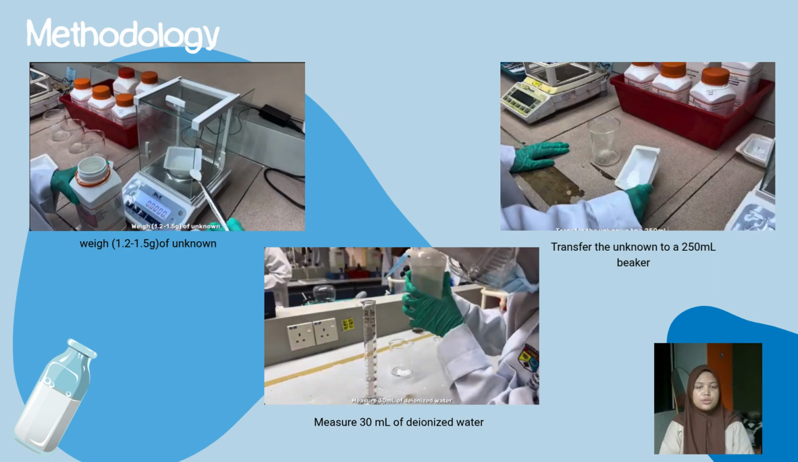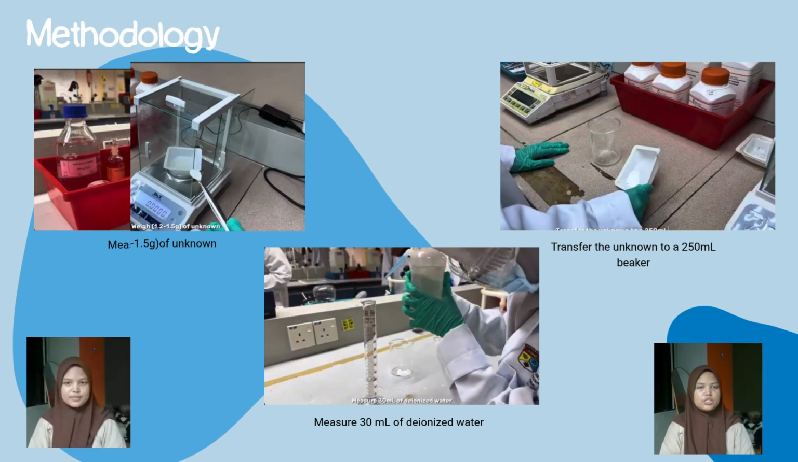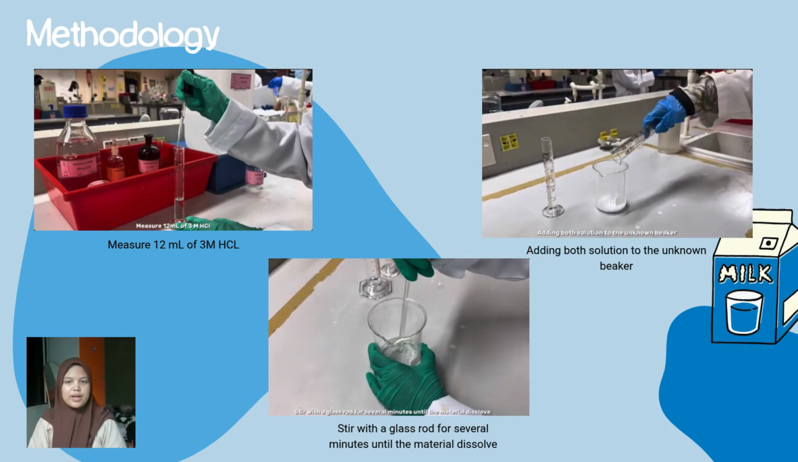Next, I will explain the methodology we used in this experiment. First, we weighed 1.2 to 1.5 grams of onion, and then we transferred the onion to a 250 ml beaker. We then measured 30 ml of deionized water. We then measured 12 ml of 3 molar hydrochloric acid. Both solutions were added into the beaker containing the onion sample, and the mixture was stirred with a glass rod for several minutes until the material dissolved completely.